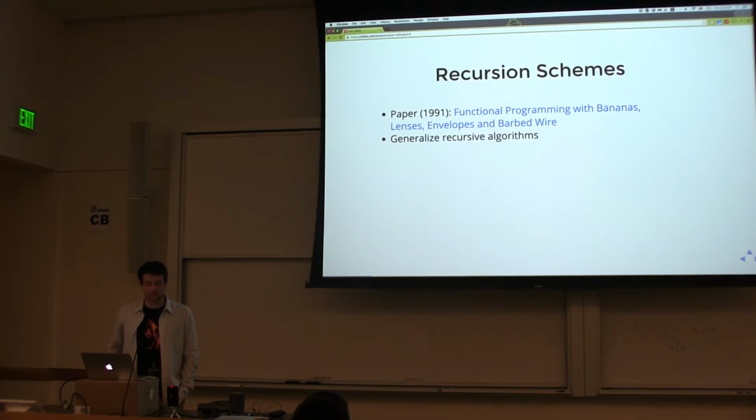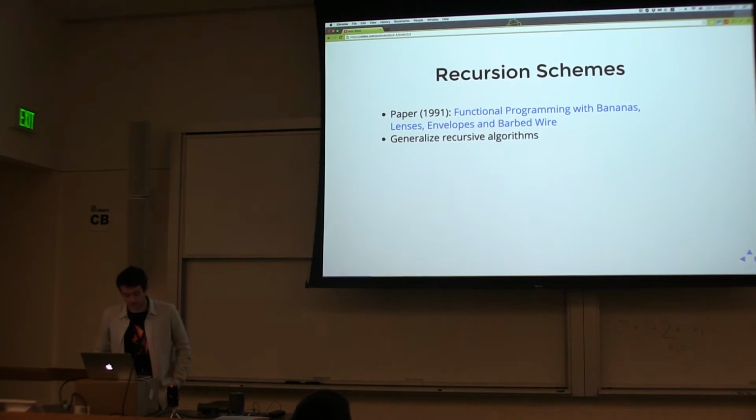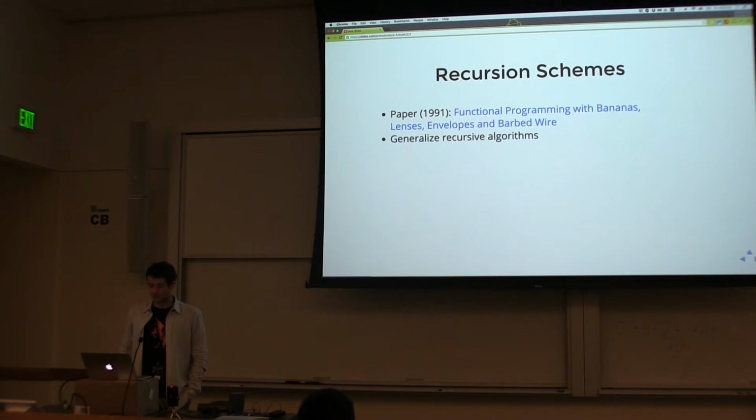Recursion schemes were first introduced in a paper in 1991, 2 years after I was born: Functional Programming with Bananas, Lenses, Envelopes, and Barbed Wire. It's a paper that's not super well known outside of functional programming, and even inside the functional programming community, probably not as well known as it should be. But it's a really interesting paper that introduces a lot of concepts, including recursion schemes. I would say recursion schemes are a way to generalize recursive algorithms, but that's just my way of thinking of them.